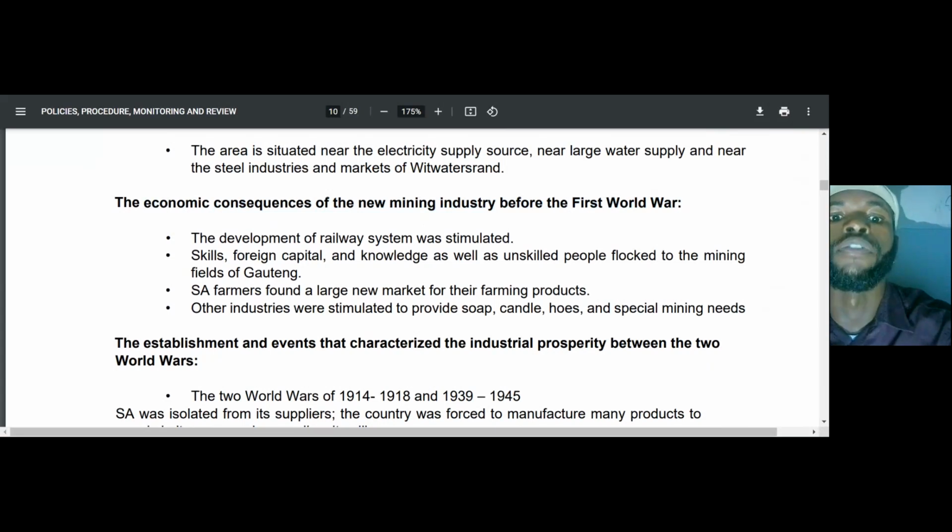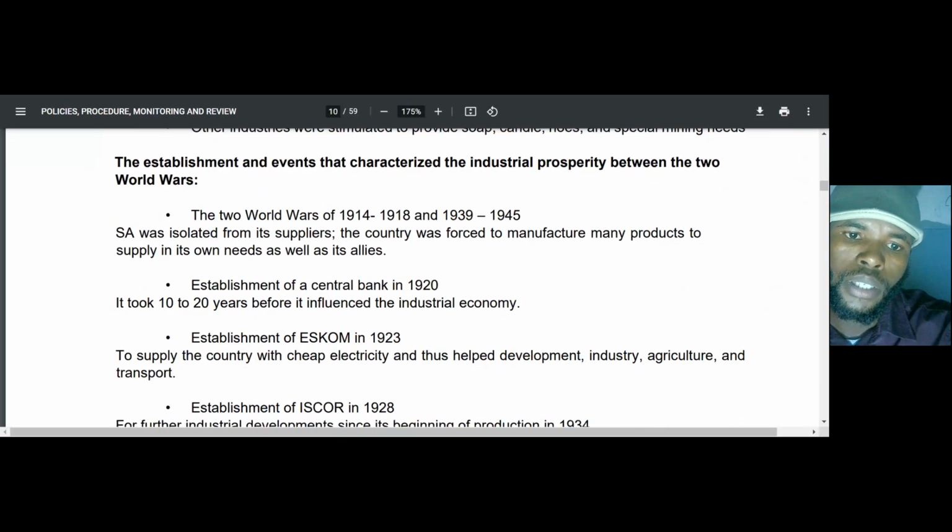Now the events that characterize the industrial prosperity between the two world wars, 1914 to 1918 and 1939 to 1945: South Africa was isolated from its suppliers. The country was forced to manufacture many products to supply its own needs as well as those of its allies.